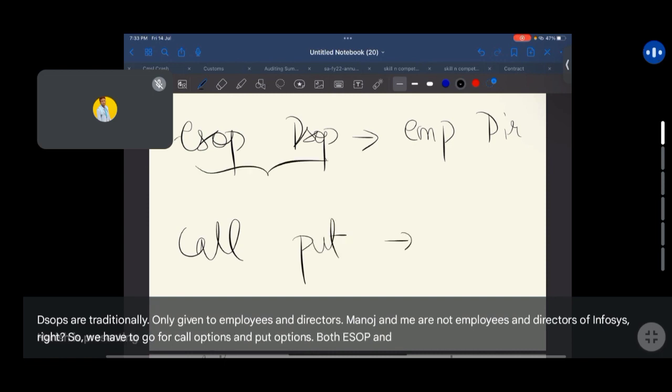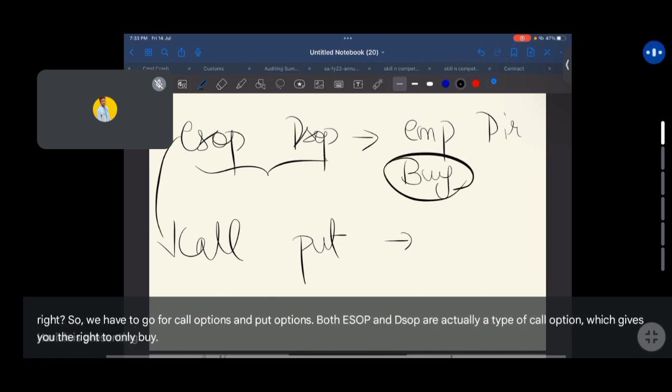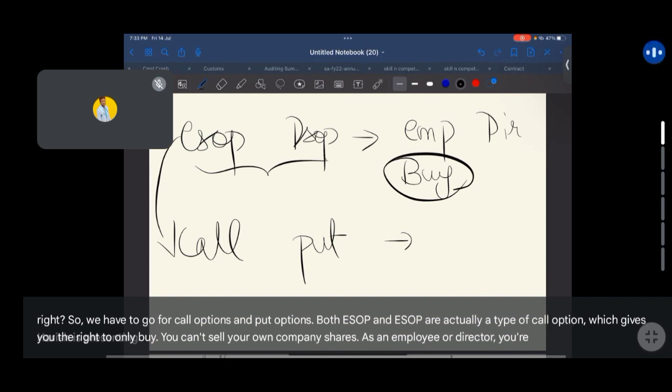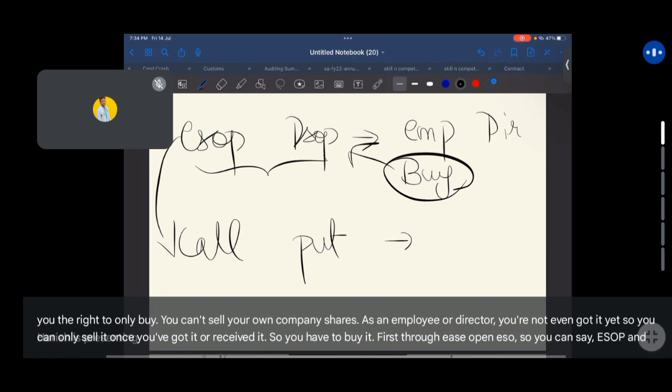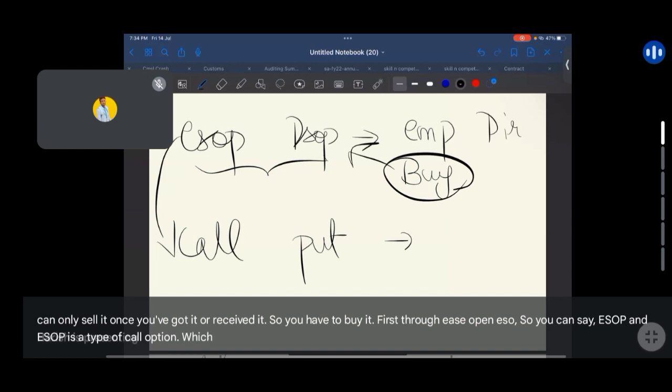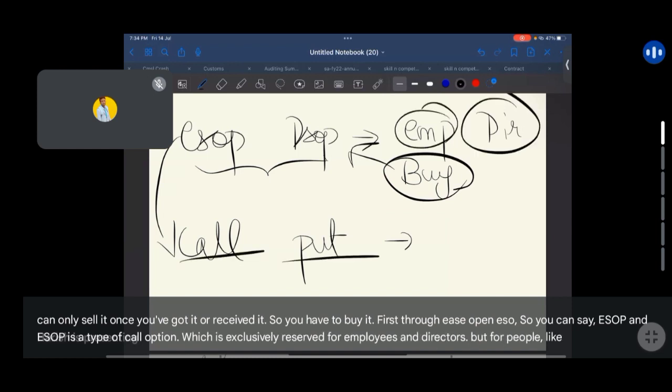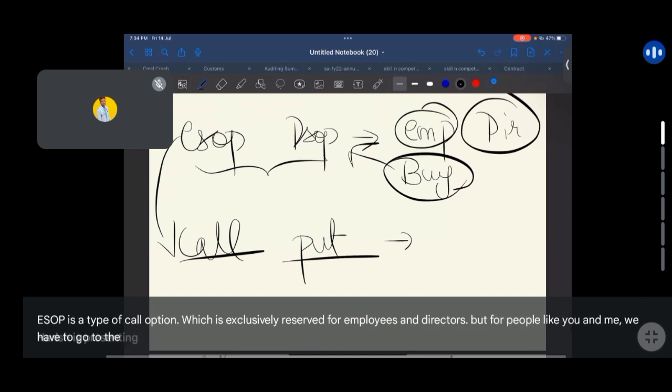Both ESOP and DSOP are actually a type of call option which gives you the right to only buy. You can't sell your own company shares. As an employee or director, you have not even got it yet. So you can only sell it once you have got it or received it. So you have to buy it first through ESOP and DSOP. So you can say ESOP and DSOP is a type of call option which is exclusively reserved for employees and directors. But for people like you and me, we have to go to the futures and options segment of the stock exchange and we have to enter into call and put options. Okay?